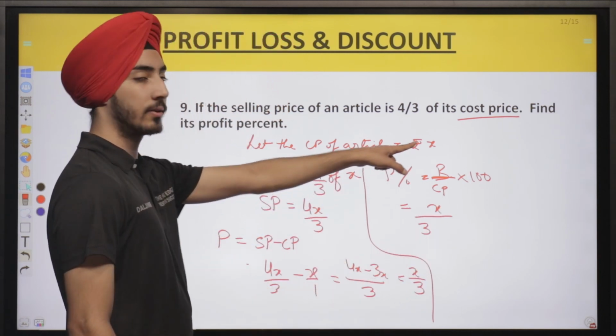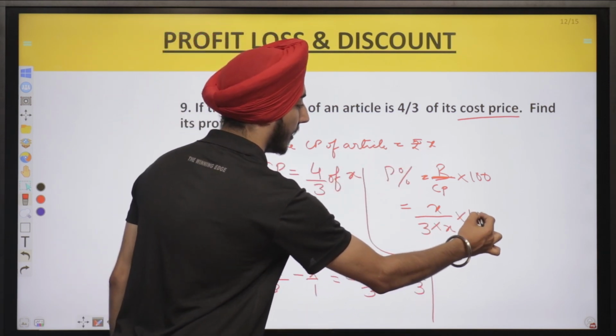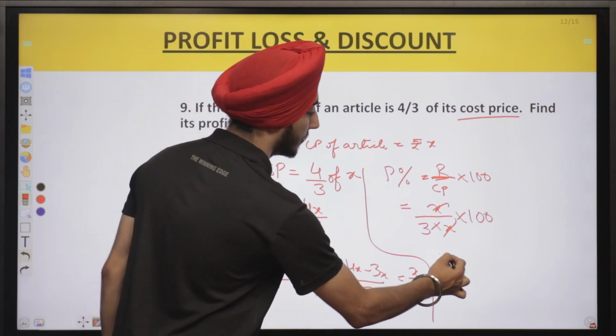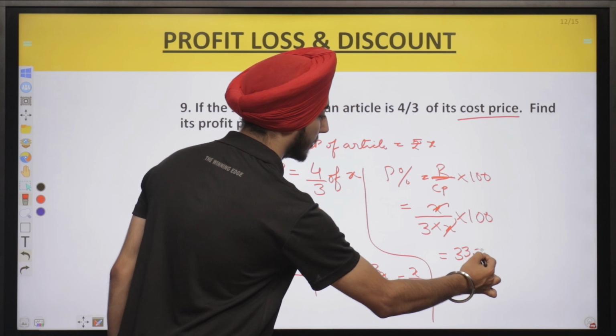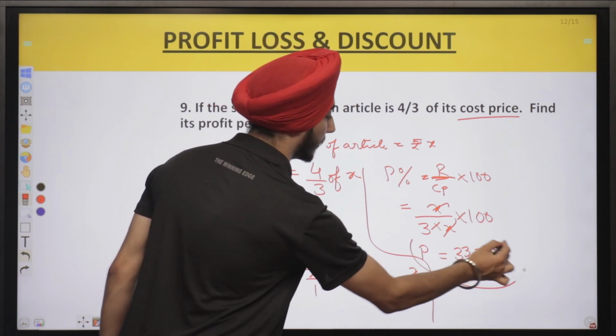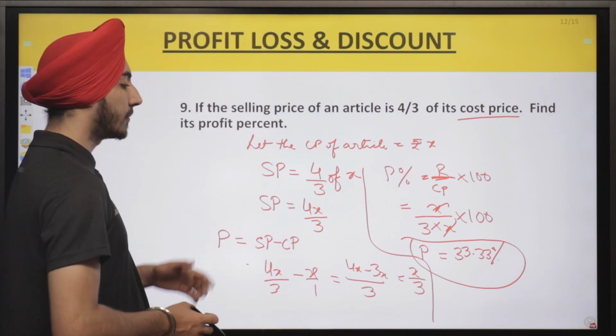What is the cost price? Cost price is x. So we'll put that value x here into 100. So x and x get cancelled. You have 100 by 3, which gives you 33.33% as your profit. So this is your final answer in this question. I hope you have understood this.